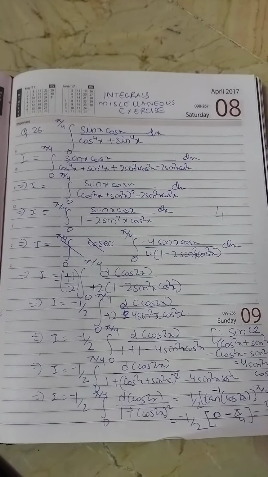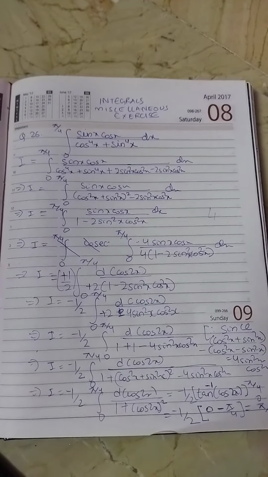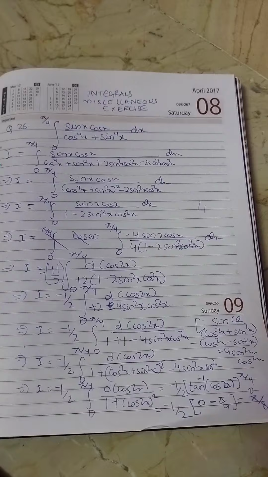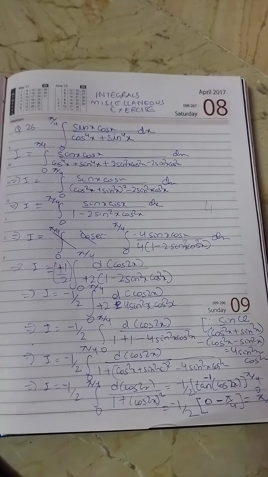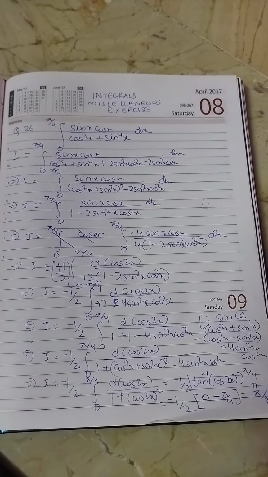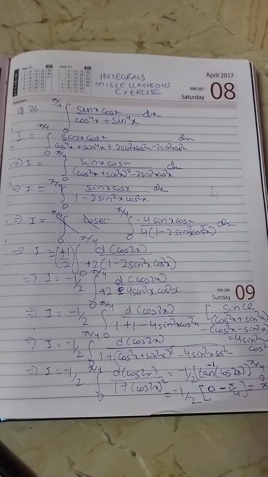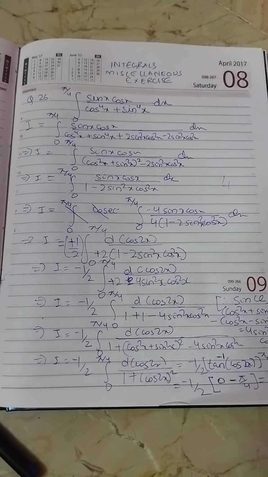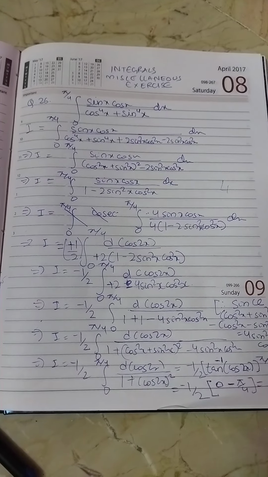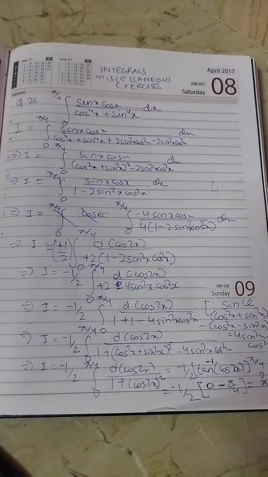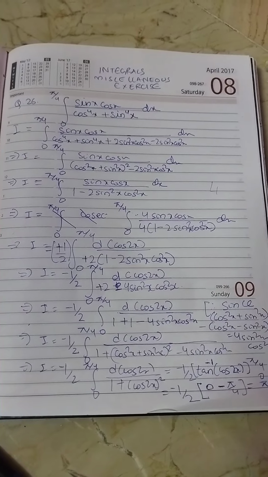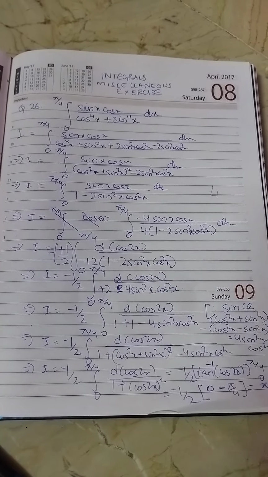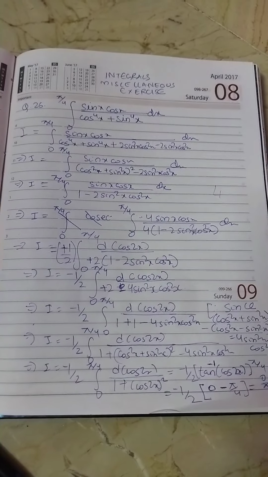Good afternoon, dear students. I am here before you again, presenting another question from the miscellaneous exercise for class 12 integrals. I have chosen question number 26, which states: evaluate the value of the integral from 0 to pi by 4 of sin x cos x divided by cos to the power 4x plus sin to the power 4x dx.